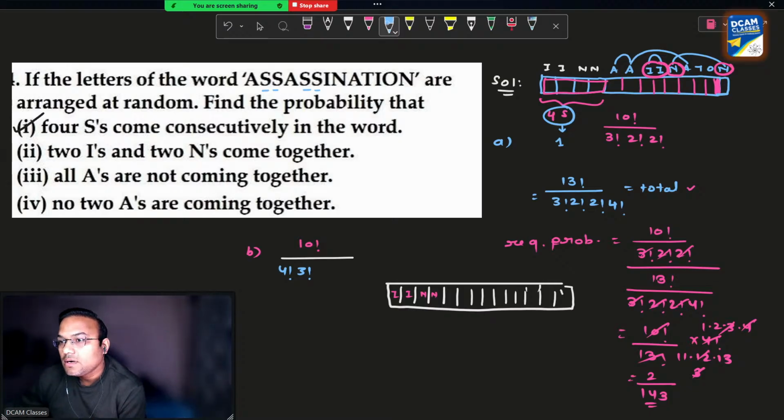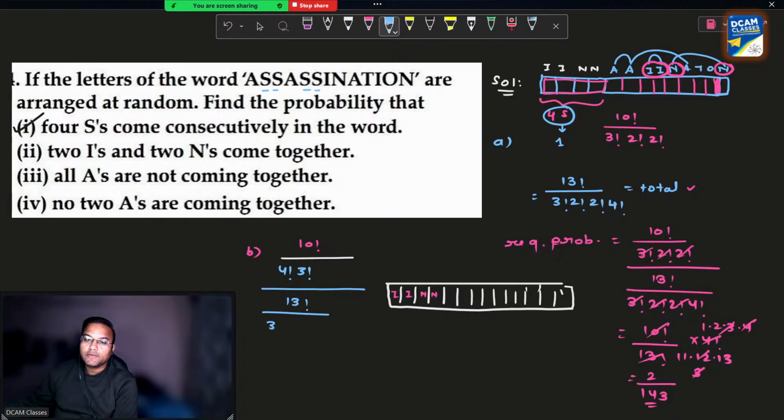Into, 2i, 2n are gone. 4a. Correct, that only. 10 factorial by 4 factorial into 3 factorial divided by total 13 factorial by 3 factorial into 2 factorial into 2 factorial into 4 factorial. Again, this I and n, again they can be arranged.